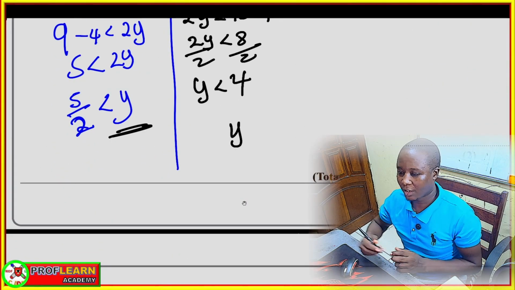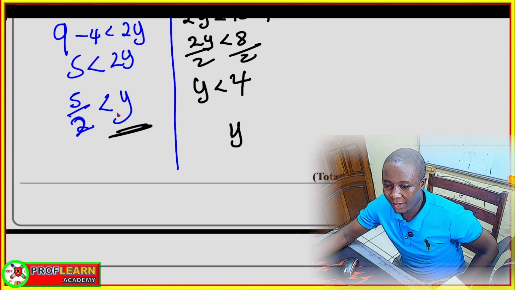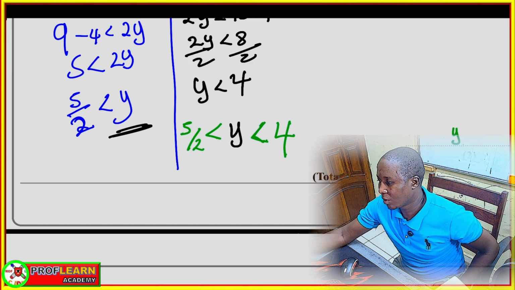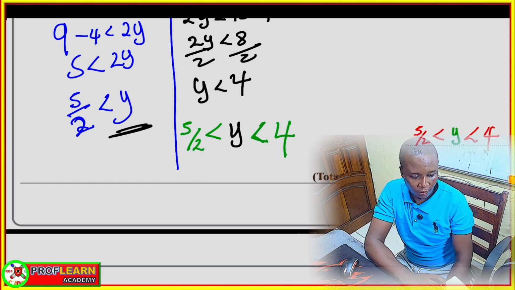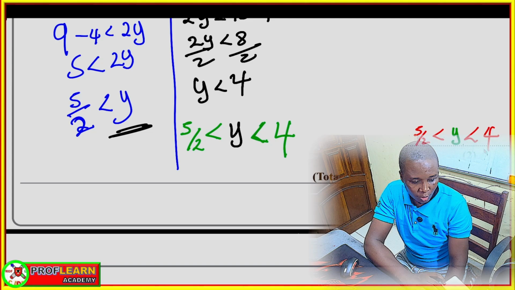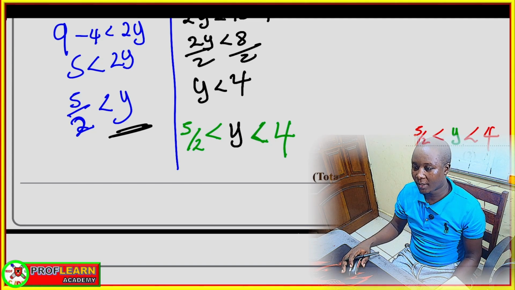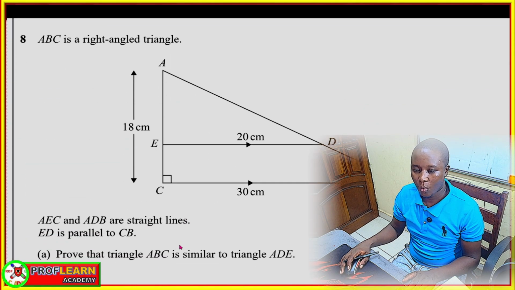So let's finish this part. We are now combining the inequalities that we have here. We shall say y is greater than 5/2, but y is less than 4. So that's how you're going to combine these inequalities, and we shall say greater than 5/2, less than 4. So that's what you are supposed to do in a question like that. So you may be given a question which has compound inequalities, and the examiner expects you to work out that.